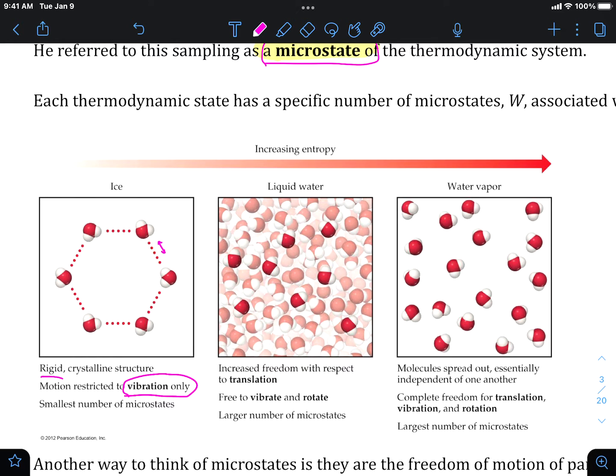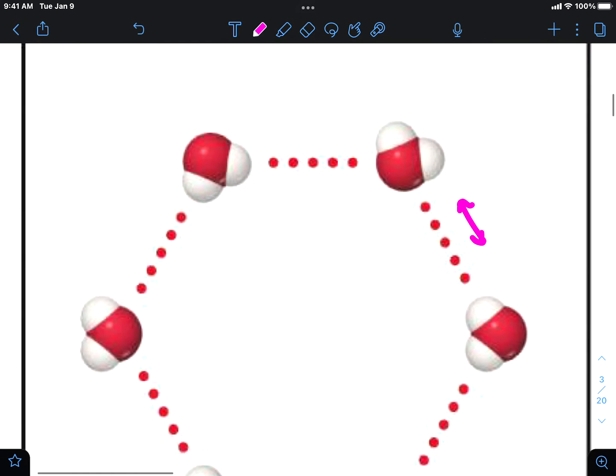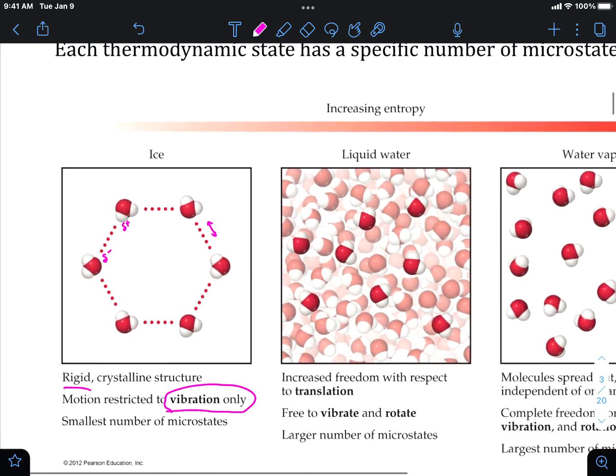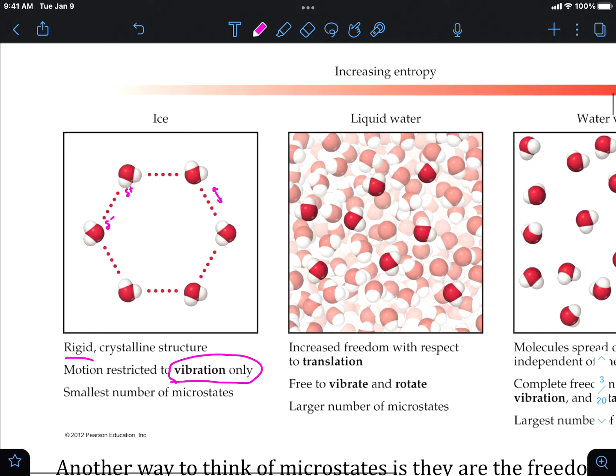They cannot rotate because the specific bond angles that exist are predicated upon the attraction between positive and negative dipoles of those molecules. If I were to zoom in closer, this is delta positive. This is delta negative. There's a reason why these molecules are oriented this way, because that is how the attraction happens. And they have to stay that way, hence no rotation. So the only type of microstate available to a solid is vibration.